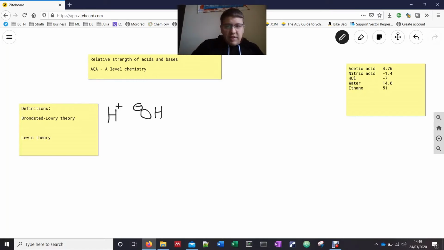The Lewis theory says that any molecule that takes a pair of electrons from another species is an acid, and anything that gives one up is a base. So firstly, we can instantly see any Bronsted-Lowry acid is also a Lewis acid, and any Bronsted-Lowry base is also a Lewis base, but not the other way round, because a Lewis acid could include something like this. And that would be looking to gain another pair of electrons, not to give out one of its hydrogens.